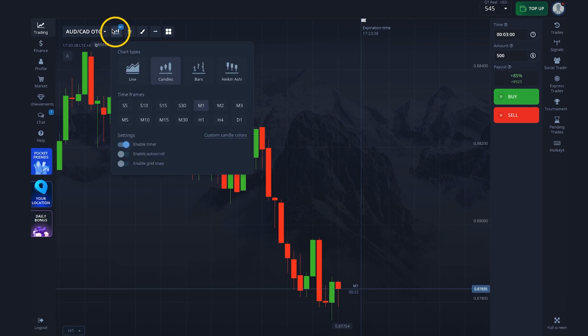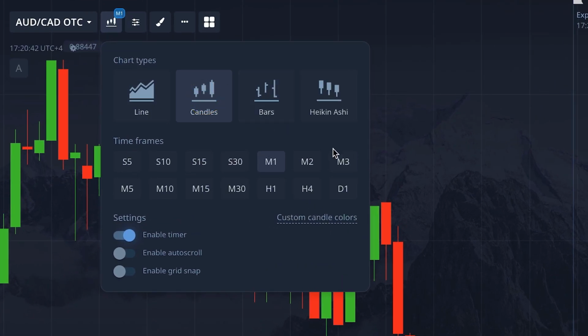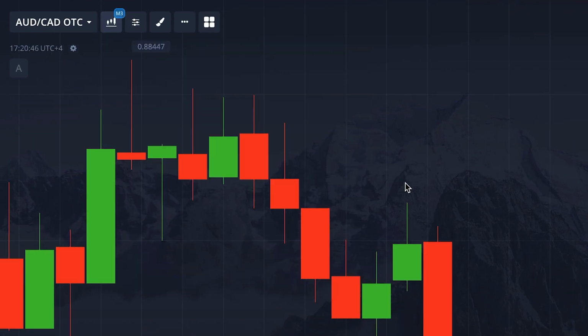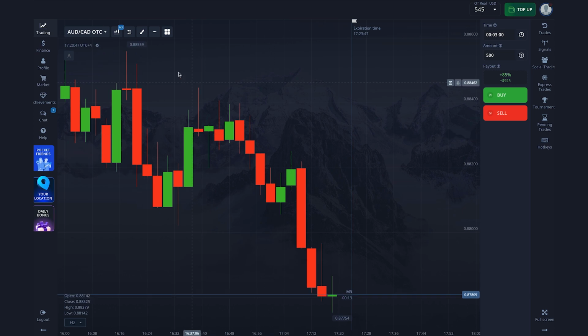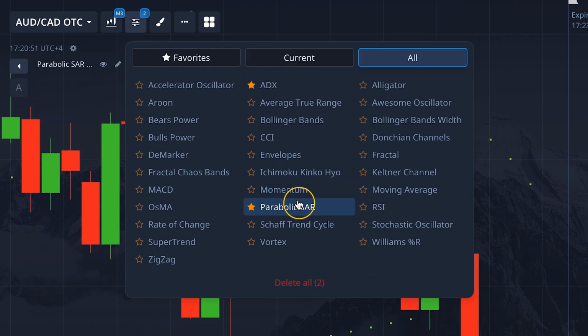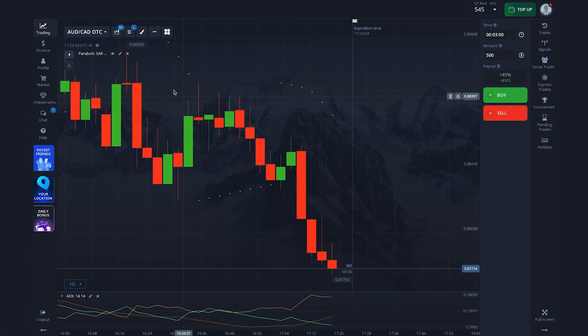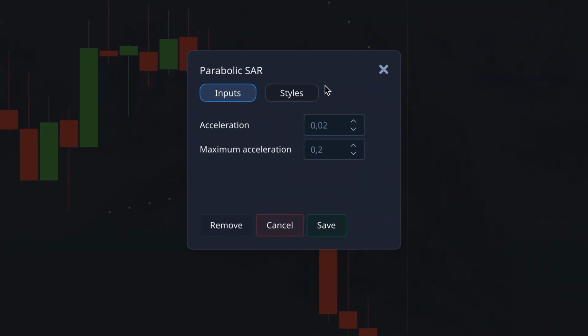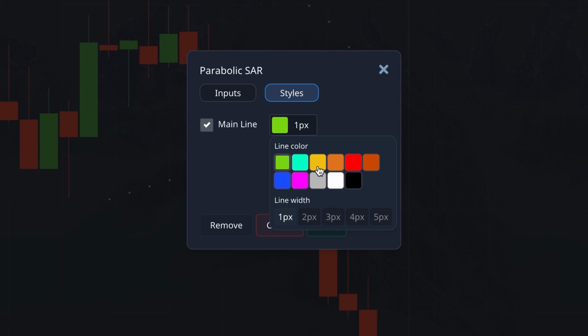I choose Classic Candles, time frame, 3 minutes. Go to the Indicators tab and select ADX and Parabolic SAR. Let's set up the Parabolic SAR indicator. Set acceleration to 0.03. Set maximum acceleration to 0.3. Go to Style. Set main line to yellow and set the width to 2. Save.